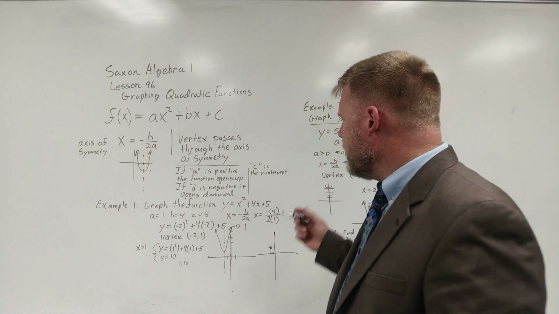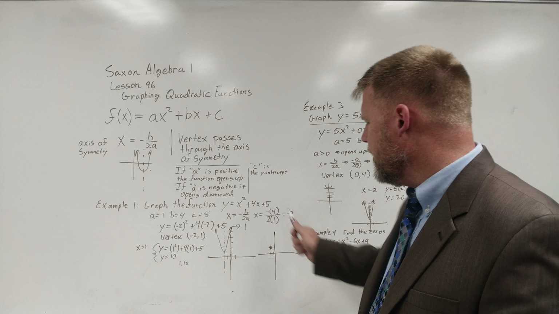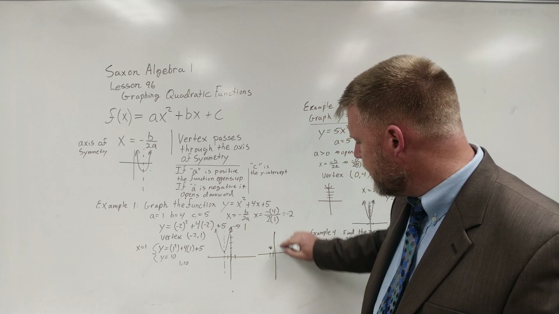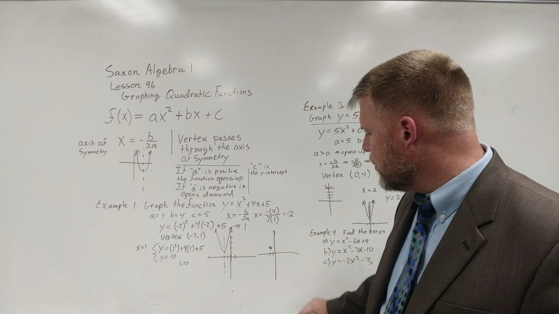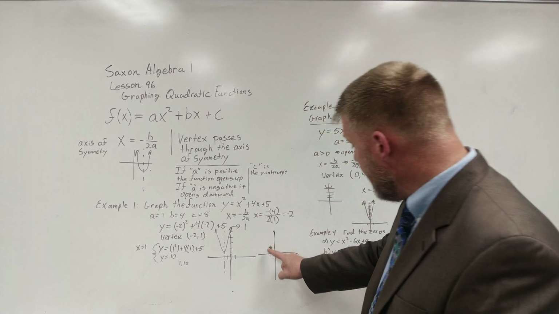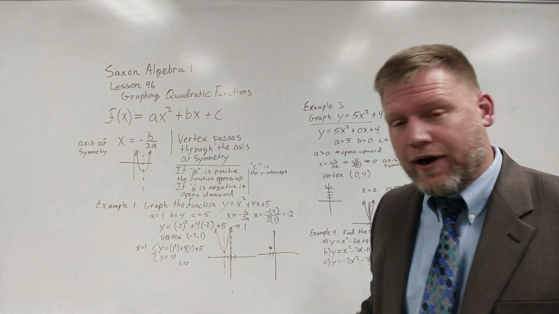Now, what I also recognize here is that C is the y-intercept. Well, what is C? C is 5. So if I come up here to 5, 1, 2, 3, 4, 5, and put a dot, I know it's going to cross through that point. Sometimes that's all you need, because I can see that it's going to have to go through here and come back, and that's exactly what I did, and that's how I graphed this.